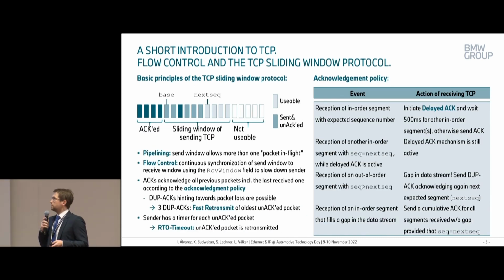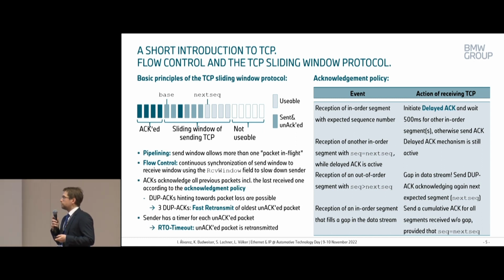First of all, the sending TCP knows a number of packets which are already acknowledged. It knows a number of packets for which acknowledgements are outstanding, they're missing, not yet acknowledged. It knows a window of packets which are allowed to be transmitted, and it knows packets which cannot be transmitted because they're not yet in the sending window. Flow control does nothing else but limit the sending window, meaning it allows for pipelining while protecting the receiver from too much information.